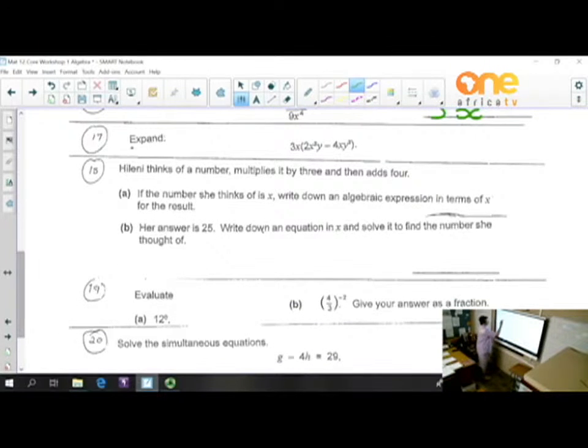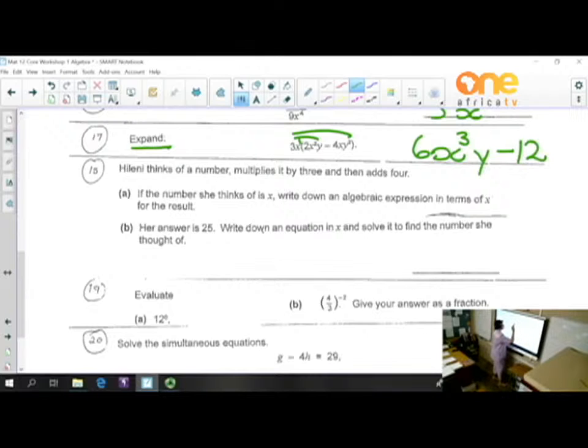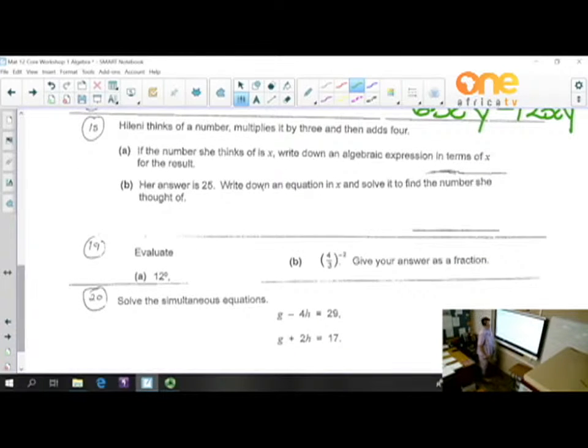Question 17. Expand means remove the bracket. Products. I have to multiply each one with that one outside. So that gives me 6. You have to add your indices, so it is x to the power of 3, y, and then multiply with the second one. Positive times a negative is a negative. The numbers are 12, and the indices, I add them, so it's x squared, y squared. X squared, y squared.